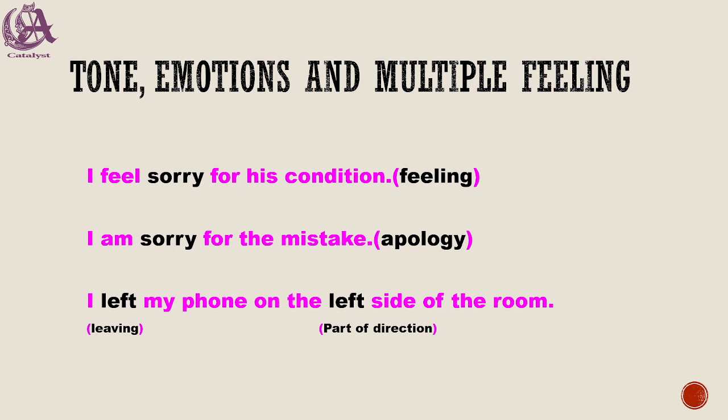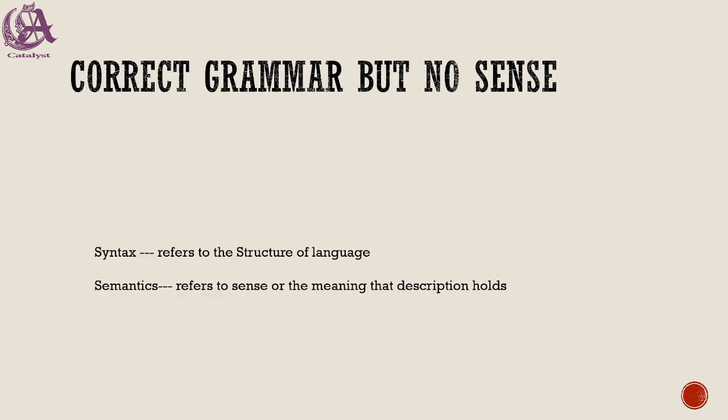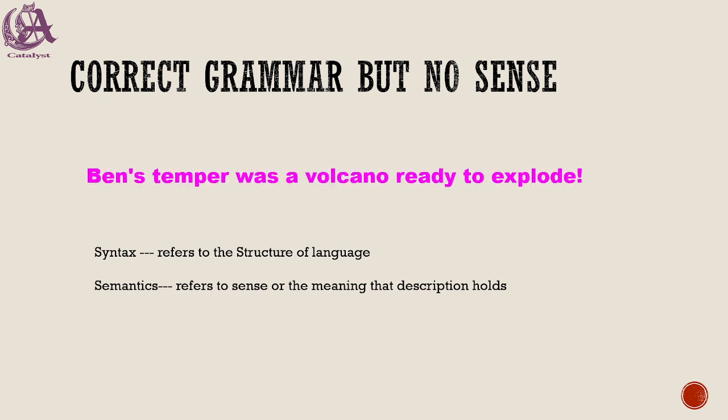So here comes a lot of tasks. Sentences have certain syntax and semantics. What is syntax? Syntax means the structure of the language. Semantics refers to the sense or the meaning or the description it holds. Say for example, a sentence like Ben's temper was a volcano ready to explode. Here again it's a metaphoric situation. English sentences also have sarcasm and satire. So how is the machine going to understand all these? This is again work which needs to be done in our algorithms.